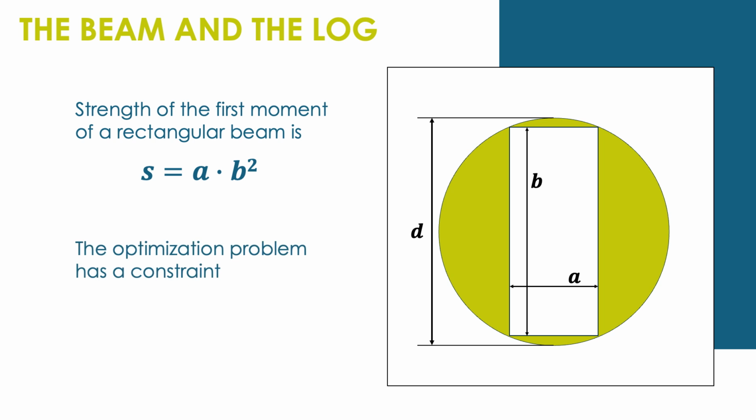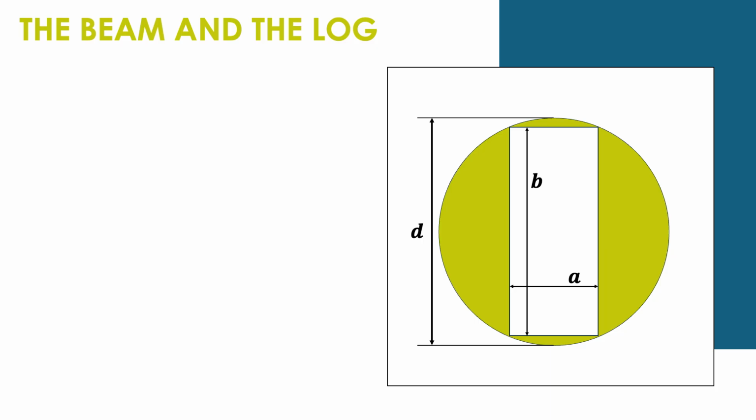So the optimization problem has a constraint, a geometrical relation between B, A and D. Because if we apply the Pythagorean theorem, A squared plus B squared must be equal to the diameter D of the log squared. So we can express B as a function of A, so that B is equal to the square root of D squared minus A squared. And then we can do some algebra. We can define S as A times B squared, but we already have computed B. So in the end, the strength S is equal to A times D squared minus A cubed, something very similar to one of the functions that we saw before.